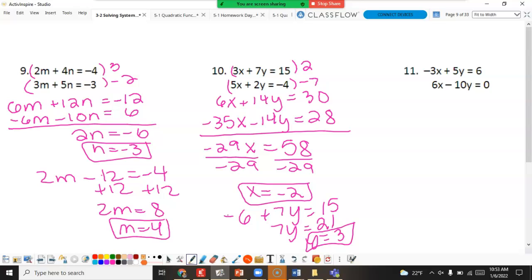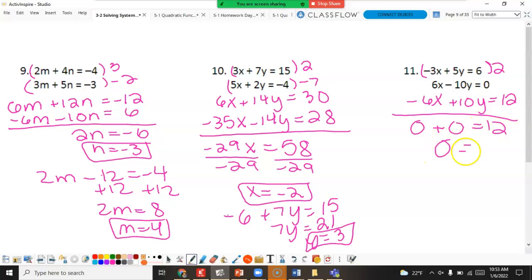Okay, in number 11, I only have to multiply one equation. Which one? Yeah, because if I multiply the top one by 2, what's that going to do to my problem if they all cancel? Yeah, so it's going to depend on what they cancel to be. So if you multiply the top by 2, you get 0 plus 0 equals 12. Does 0 equal 12? So what's that tell you about these lines? They were parallel.